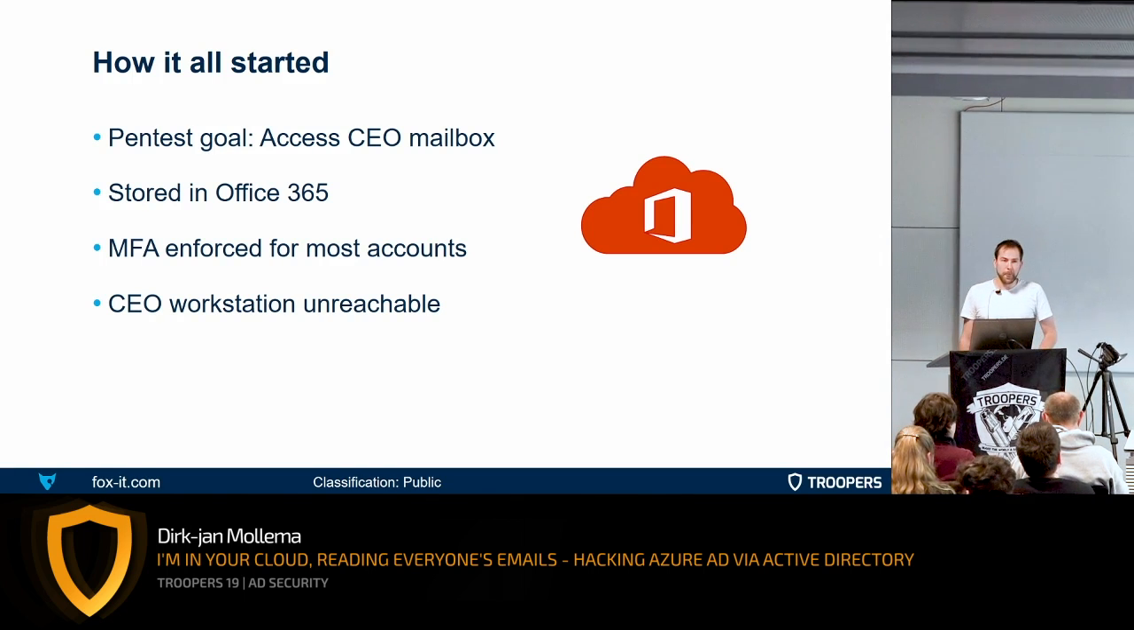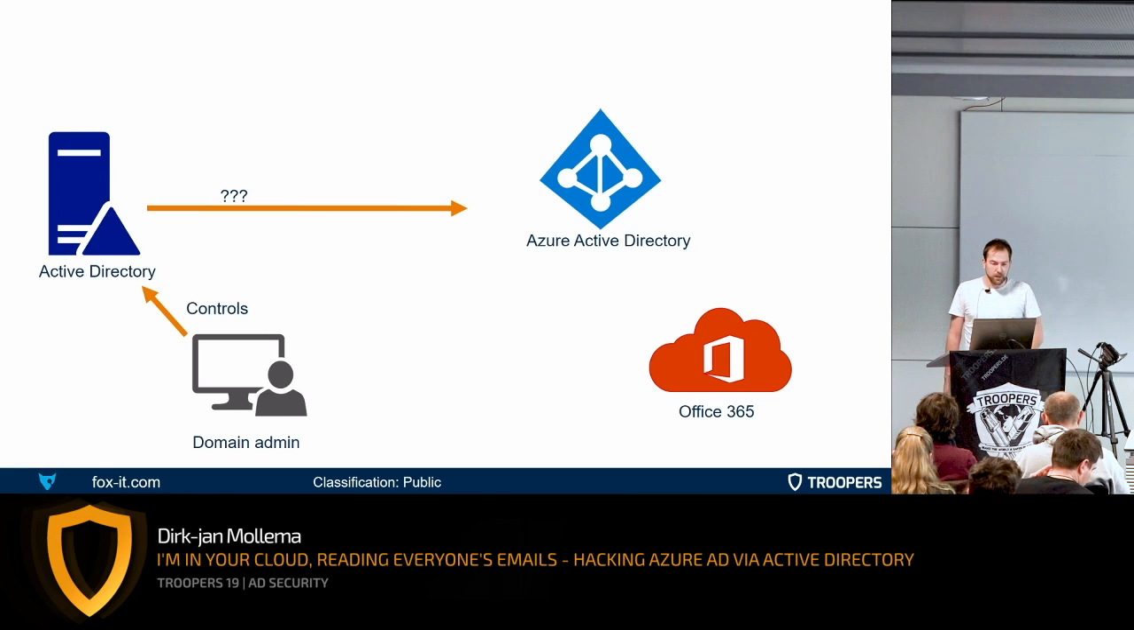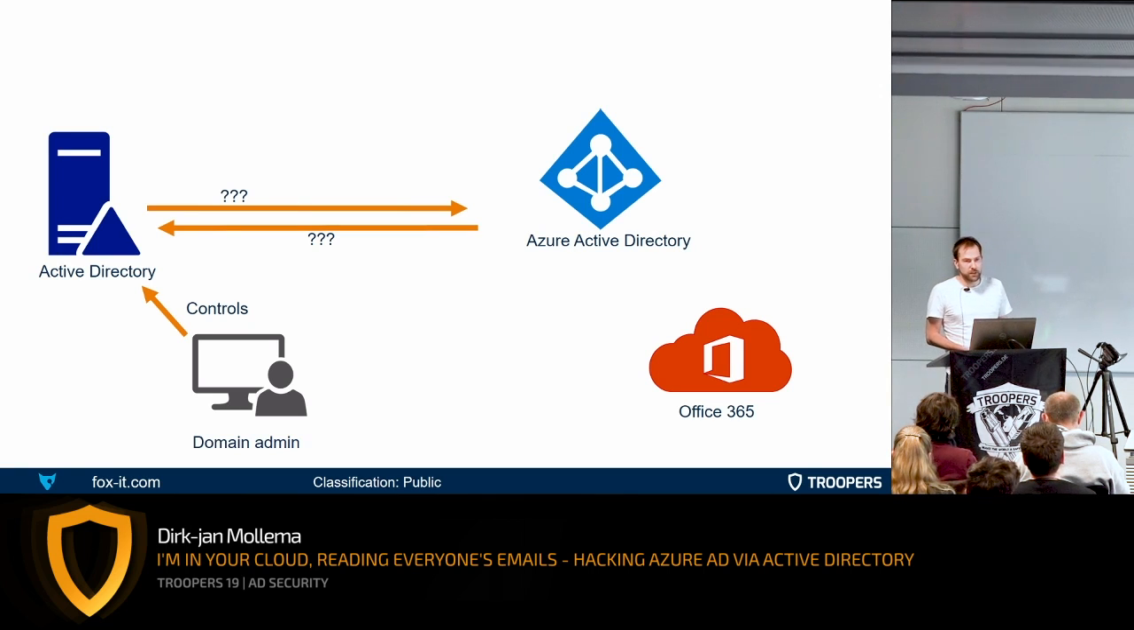But I didn't really know much about Office 365 or Azure AD, and I had a lot of questions, like there is Azure AD, Office 365, there's Active Directory, there are admins, and how are they all connected? We all know that the domain admin has full control over Active Directory. But how does Active Directory link up with Azure AD? And how does Azure AD link with Active Directory? Are there things going both ways, or is it only one way? And what exactly does Azure Active Directory have to do with Office 365?